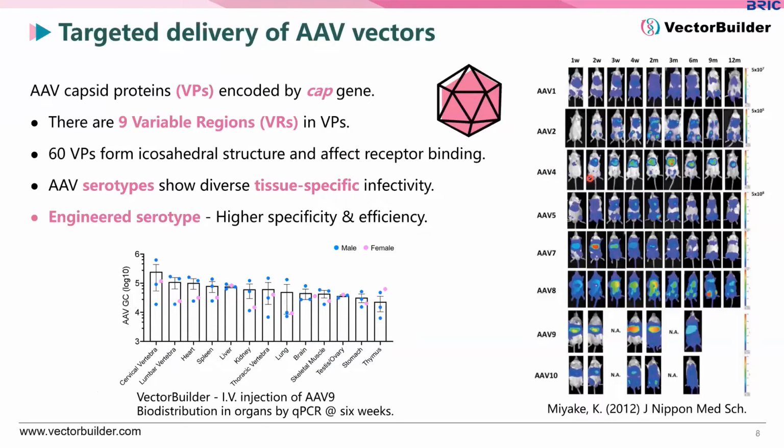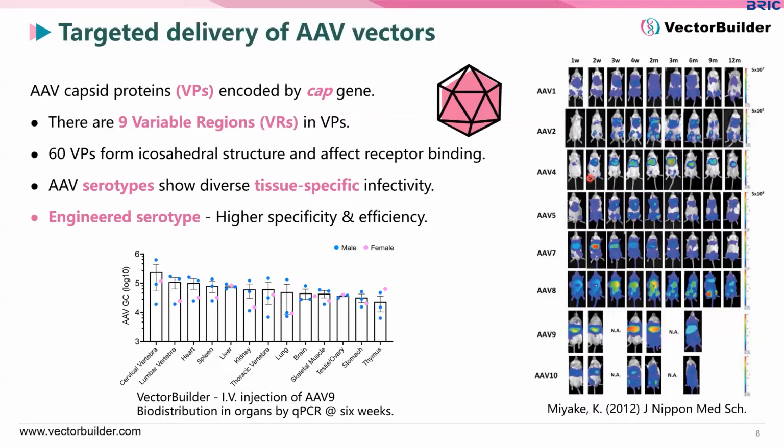So let's take a step back and look at the basics of AAV and understand why we are looking at serotypes, why we want to engineer an AAV, and why we use different kinds of AAV serotypes. The outer side of the AAV is formed by the capsid proteins, usually named VP1, 2, 3. They are encoded by a gene called Cap.